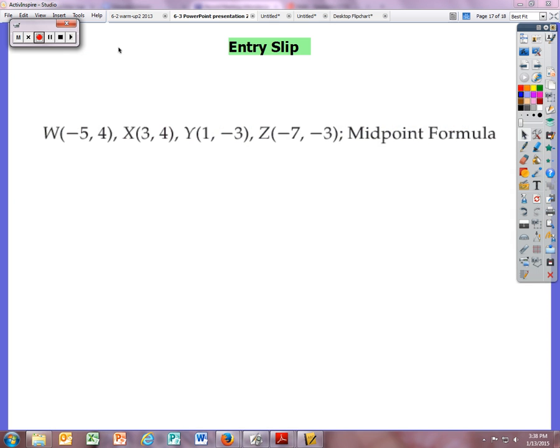Alright guys, here's your entry slip. What I want you to do is graph this quadrilateral, and you're going to tell me if it's a parallelogram using the midpoint formula. So go back through the previous problem that we just worked together. Use that as a guide, and I'll check this tomorrow when I come around for your homework check.